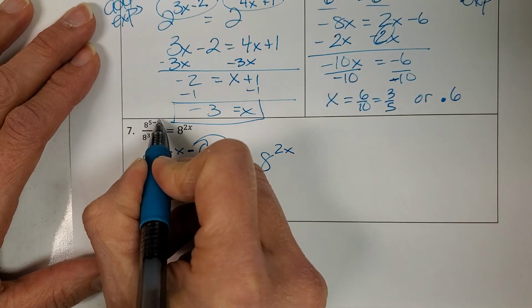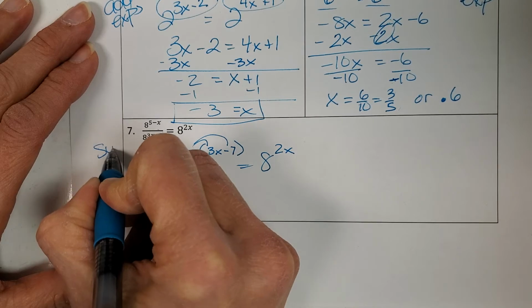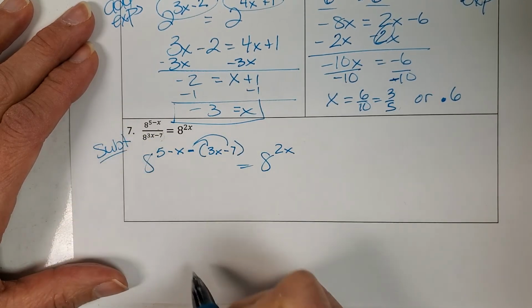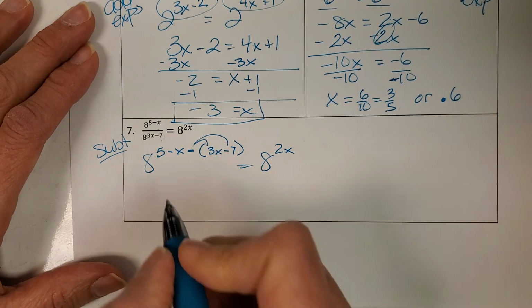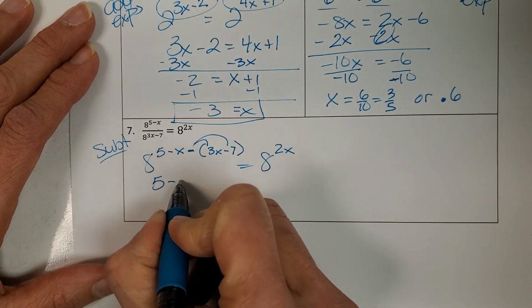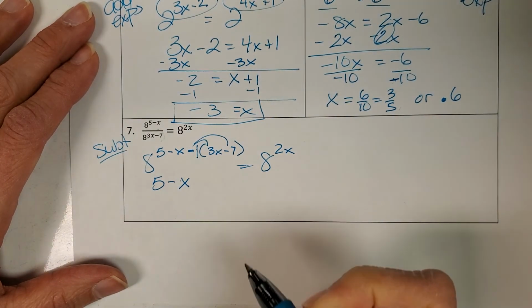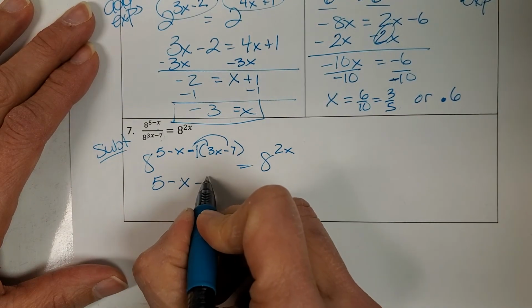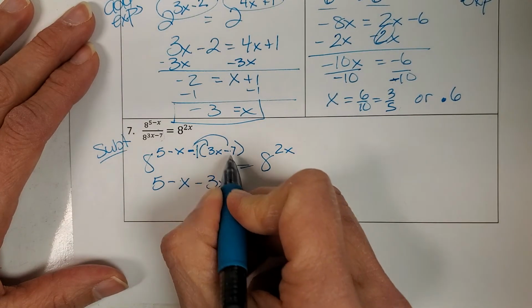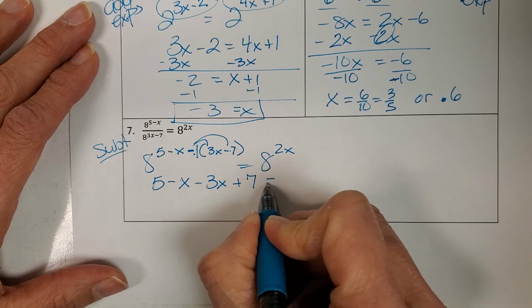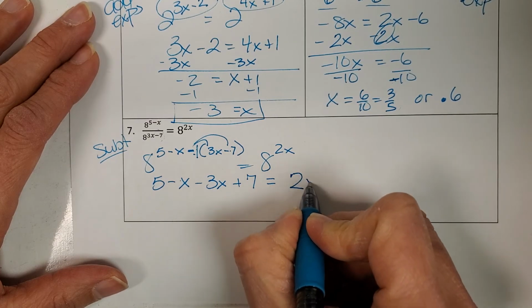Okay, so I knew that my rule, when I divide, I'm subtracting exponents, right? That's what my rule says. So I'm going to just simplify this by pretending that there's like a negative 1 there. That's one way to do it. Negative 1 times 3x is negative 3x. Negative 1 times negative 7 is positive 7. And that's going to equal 2x.